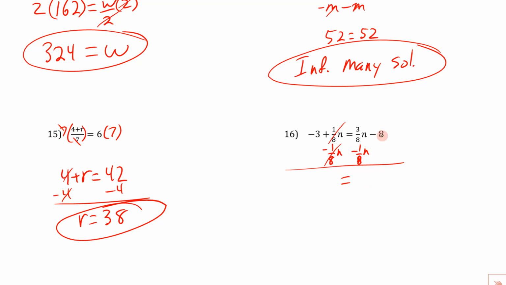Okay, so that means the variable is going to end up on this side of the equal sign. So let's go ahead and move that 8 at the same time. Let's add 8 to both sides here. So those are going to go away. So here's what we've got. On this side we end up with -3 plus 8. That's going to be a 5. Again, if you need to double check on your calculator, you could. And then we've got 3/8 n minus 1/8 n. So 3/8 minus 1/8, that's going to be 2/8, which is going to be 1/4.